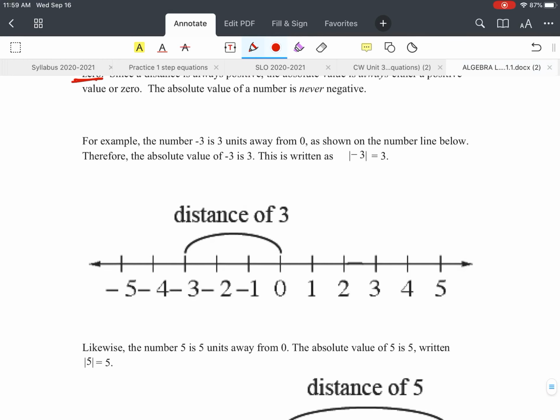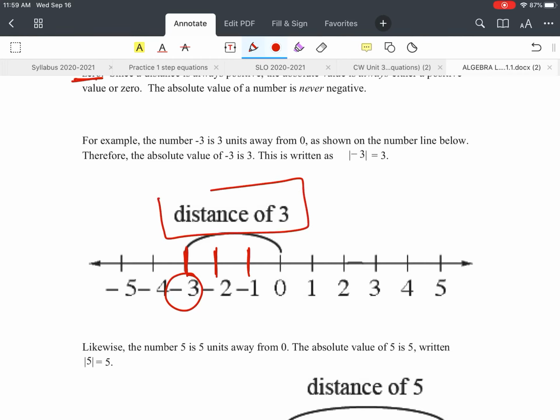So here it says, for example, the number negative 3 is 3 units away from 0. So here's your negative 3, and how many units away is it? 1, 2, 3. So the distance is a positive 3. So when you write it, you'll write it this way. The absolute value of negative 3 equals 3.